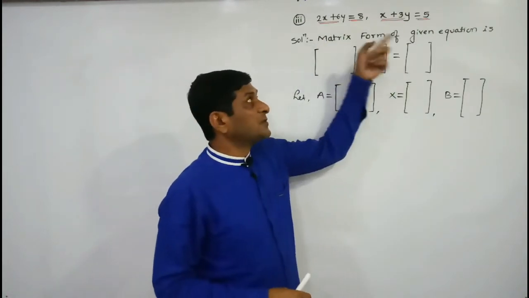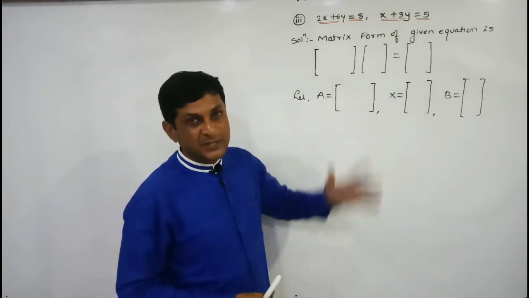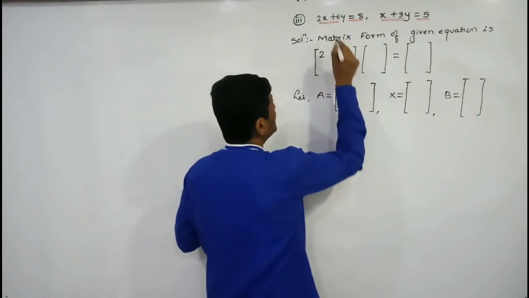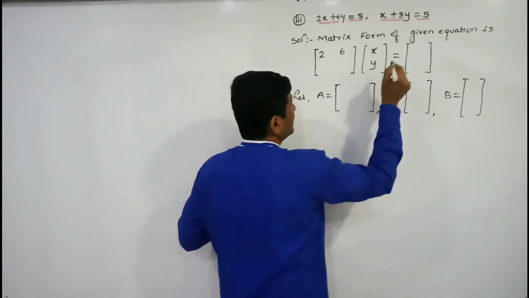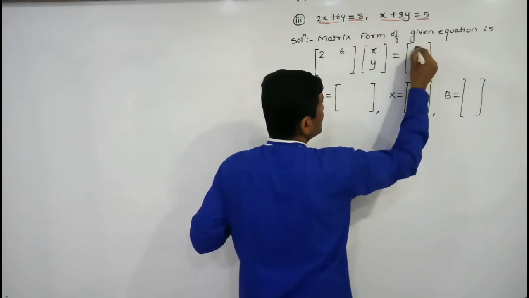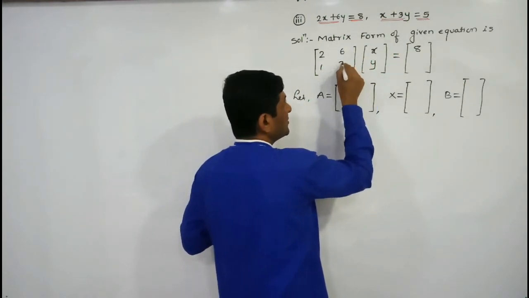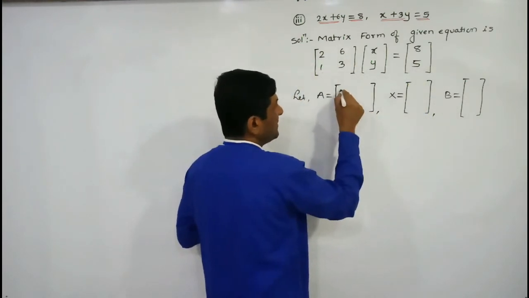Now see question number 3. In this question also two equations are given to us. So first write down these equations in the matrix form. Observe the first equation: coefficient of x is 2, coefficient of y is what? 6. In the second matrix we are collecting the variables. On this side, what is the constant term? 8. Now observe the second equation: coefficient of x is 1, coefficient of y is 3 and constant term is what? 5.